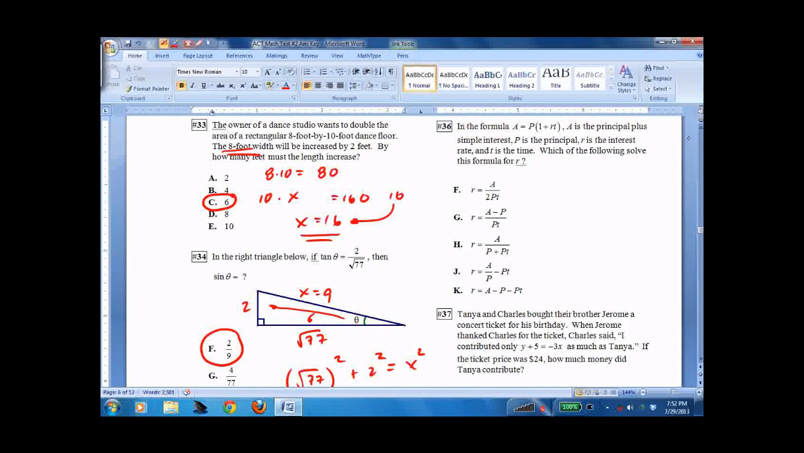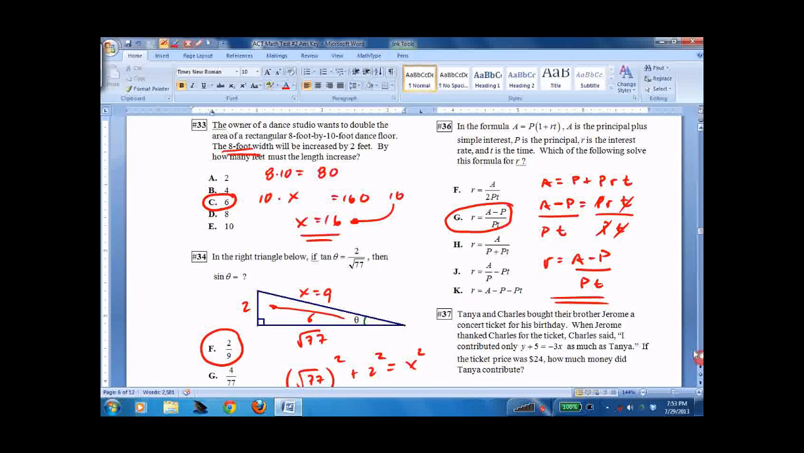36. Good little problem. Formula A equals P times 1 plus RT. A is principal plus interest. P is principal. R is interest rate. T is time. Solve for R. I'm going to distribute, which I might not need to. So I'm going to try this, see where it takes me. Solving for R, so divide by PT. That's a minus. So R equals A minus P over PT. Yeah, look at that.